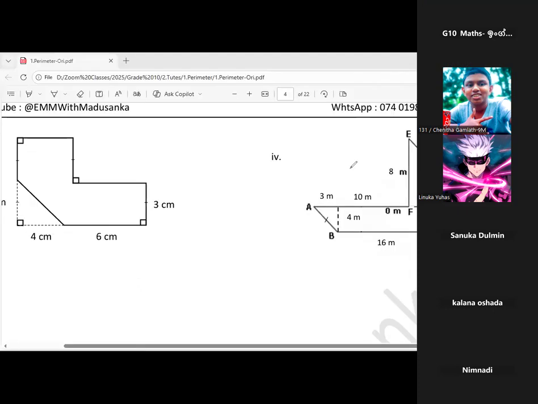Do this one, the fourth one. Not this. This length is 3 meters. No, this length is not 3 meters. You have to find it. Cut this down. These two lengths are equal, and this length is 3 meters. Here to here, this length is 10 meters. Find the perimeter of this figure.